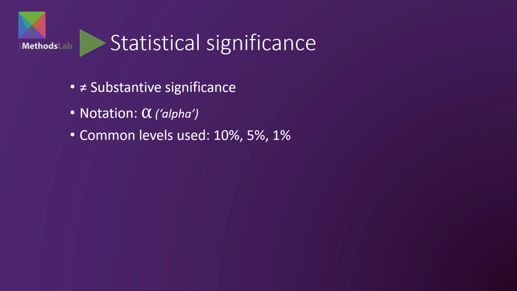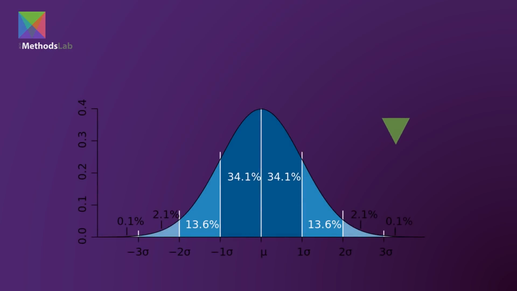Common levels used in many fields will be 10% unsureness, 10% alpha, 5% or 1%. And like I said, in medicine, it might be even lower than that, or in other fields. This again corresponds to the standard deviations that we talked about.